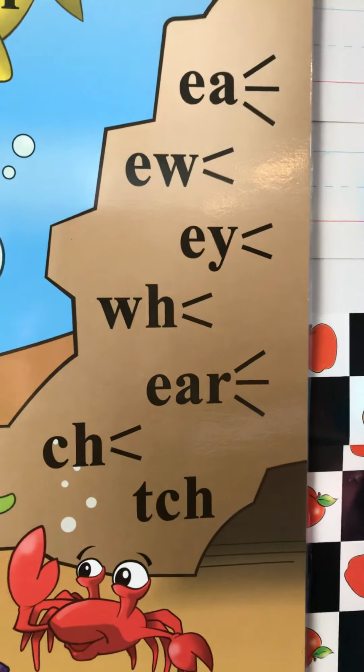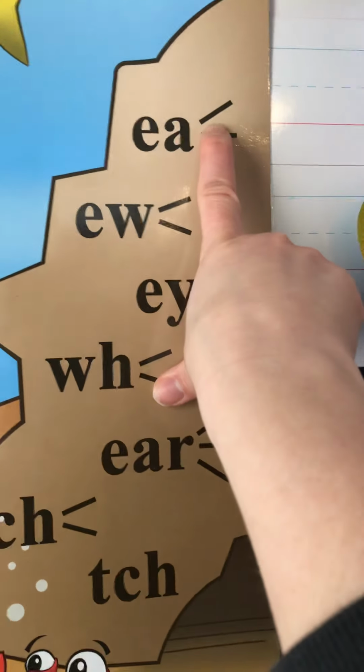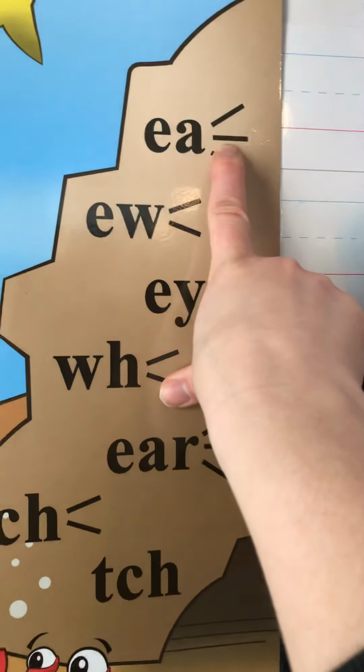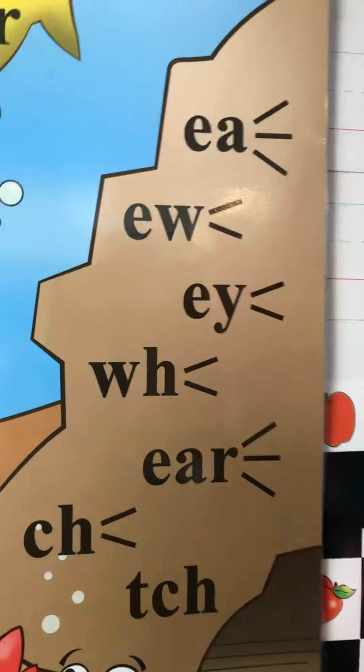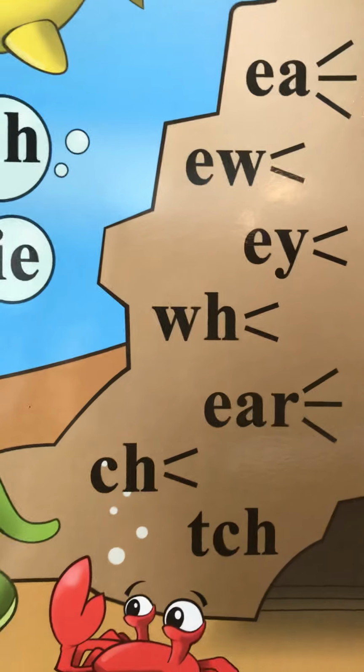Let's do our 3 EAs. E in leaf, E-A. E in thread, E-A. A in steak, E-A. We might not have done them in the same order, but I hope you got them.